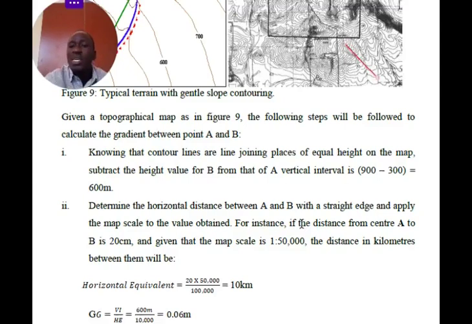As I told you last time, the contour or vertical interval is the distance between two successive contours or two neighboring contours. In other words, you get the highest contour minus the lowest.